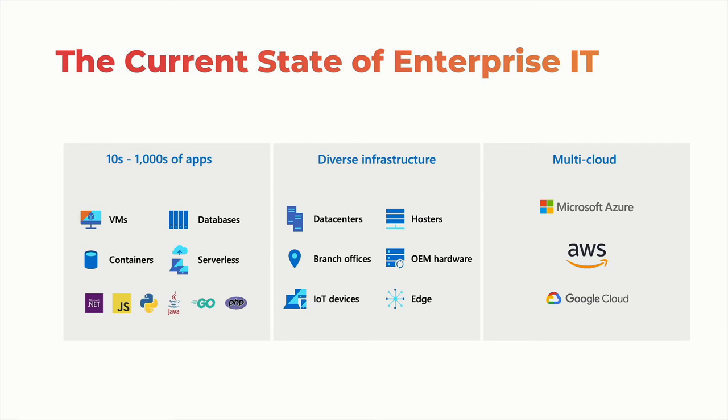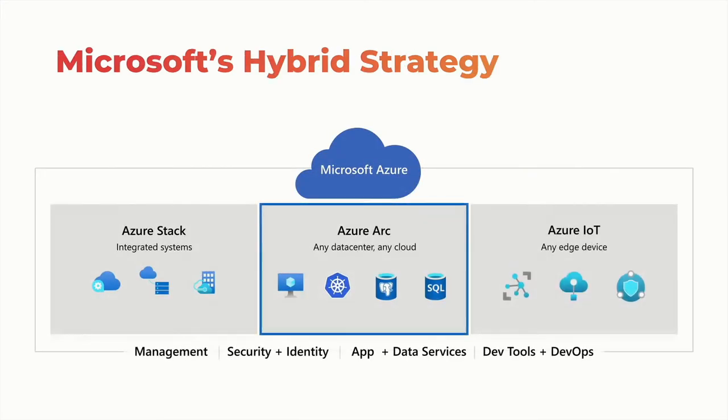So last year at Ignite, Microsoft launched what is called Azure Arc. And this is becoming the cornerstone of Microsoft's hybrid and multi-cloud strategy. And Microsoft is the only platform company that handles the entire spectrum. On one end of the spectrum, we have Azure IoT. And this is enabling customers to onboard devices that are managed through cloud.